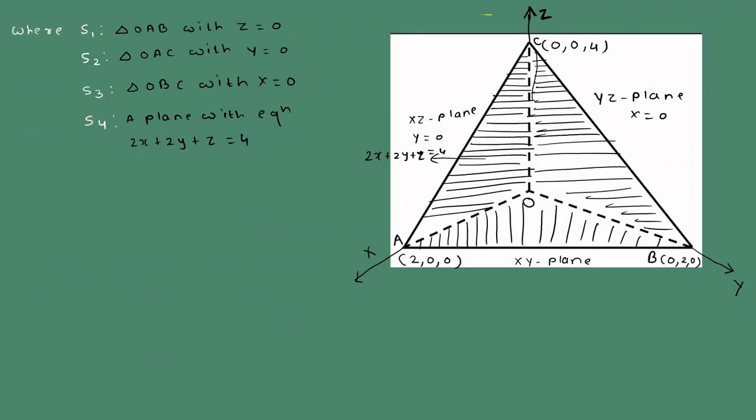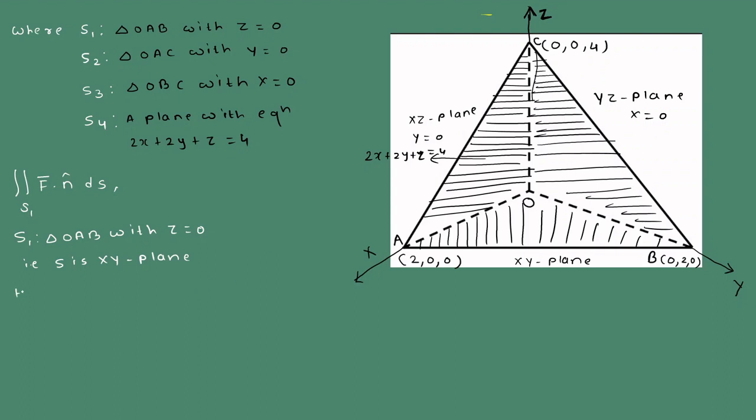So we have defined all the surfaces S1, S2, S3 and S4. Now we want to calculate the surface integral over S1, S2, S3 and S4. Now how to calculate? Let us see. Our aim is to calculate the integral over S1 of F bar dot n cap dS. Now S1 is triangle OAB with z equals 0, that is, the xy plane.